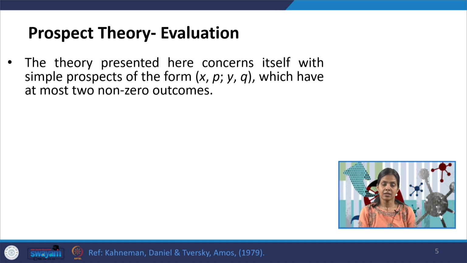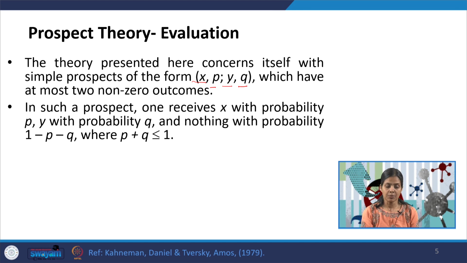The theory presented here concerns itself with simple prospects of the form (x, p; y, q), which have at most two non-zero outcomes. Just to recapitulate, remember that x and y are outcomes and p and q are the associated probabilities of those outcomes. I am also going to give you some examples. In such a prospect, one receives x with probability p, y with probability q, and nothing with probability 1 minus p minus q, if p plus q is less than 1.